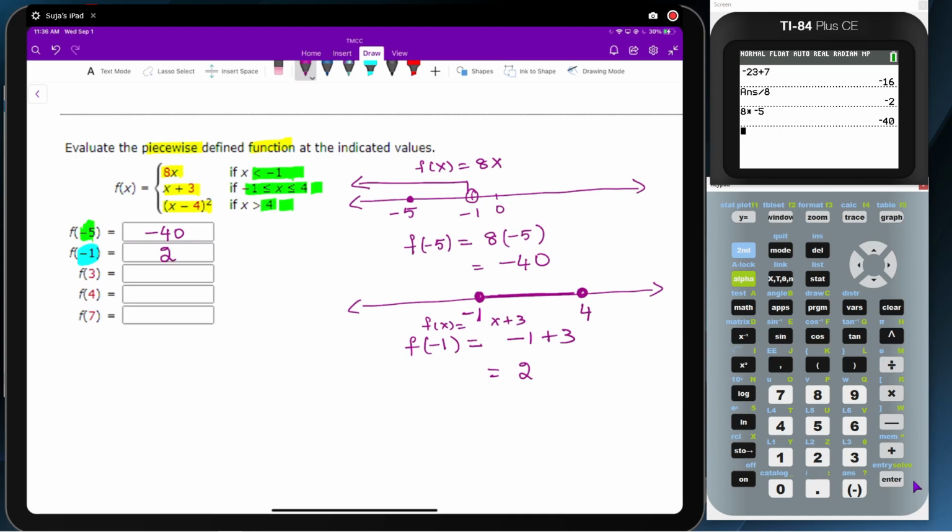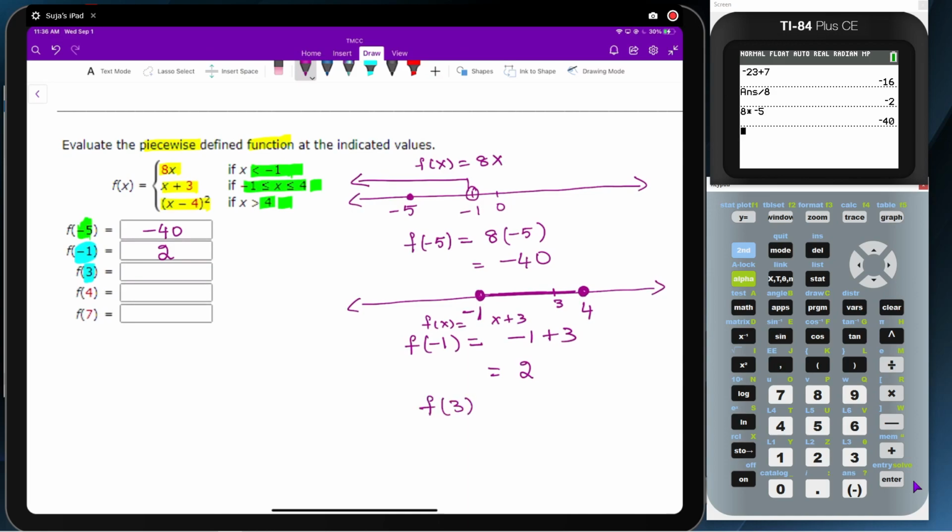Now the third one, to find f of 3. Where will 3 be? 3 is going to be somewhere up here, because this is my 4. So again, I have to go to the second piece. f of 3 is 3 plus 3, which is 6. Okay. Now the next one is f of 4. 4 is also in the second piece because the second piece includes 4, right? So f of 4 is equal to 4 plus 3, which is 7.